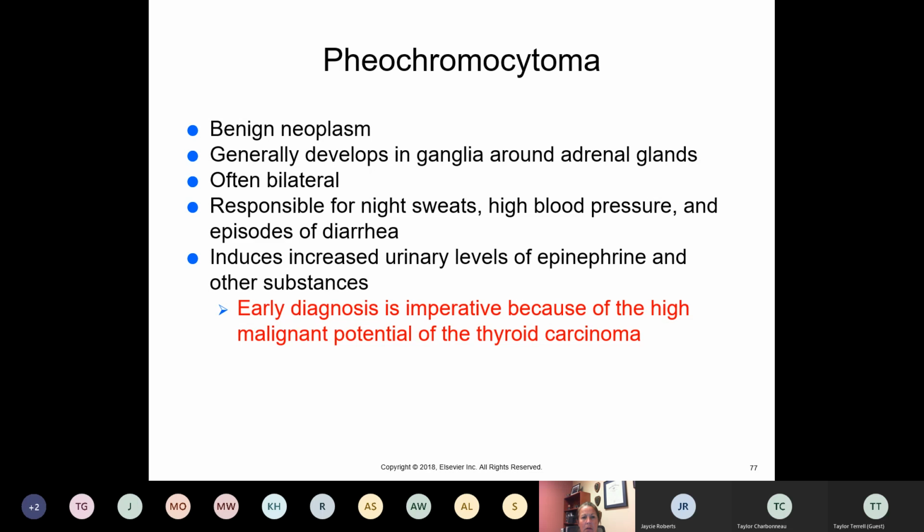Pheochromocytoma generally develops around the adrenal glands. It's often bilateral, can be responsible for night sweats, high blood pressure, and diarrhea episodes. It can induce increased urinary levels of epinephrine, which is basically adrenaline, and other substances. So early diagnosis in this is also imperative due to the high malignancy potential of that thyroid carcinoma.